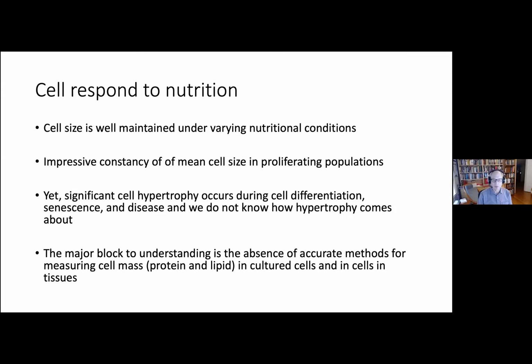And yet we know that under certain conditions, there's hypertrophy, such as cell differentiation, senescence, and disease, and we don't know how hypertrophy comes about. I would argue that one of the problems we have with cells, which is probably not appreciated, since we have electron microscopy and immunofluorescence, is the ability to accurately measure cell mass. And it would be nice to separate that into proteins and lipids and even further. And so what I really am going to talk about is what that opens up.